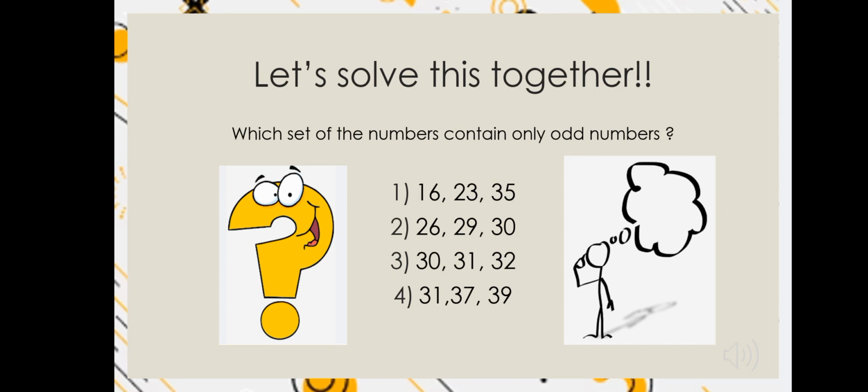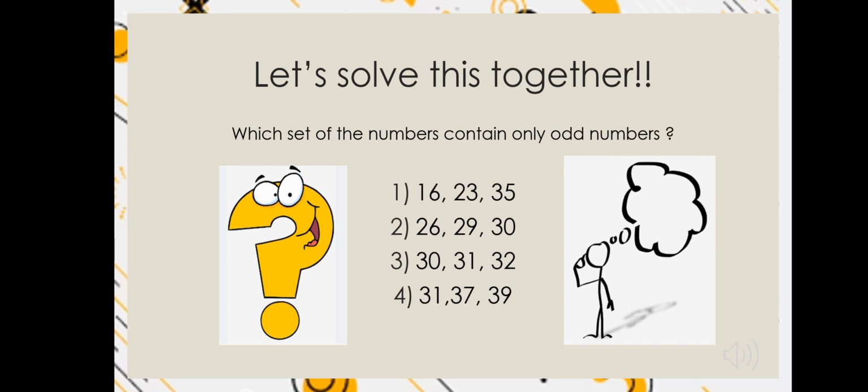Then the second option includes 26, 29 and 30. 26 ends with 6, which is an even number, so 26 is even. 29 ends with 9, and 9 is an odd number, because it does not divide by 2. And the last, 30. 30 ends with 0, and 0 is always an even number. So there are 2 even numbers in this set. That's why we are not going to select this option.